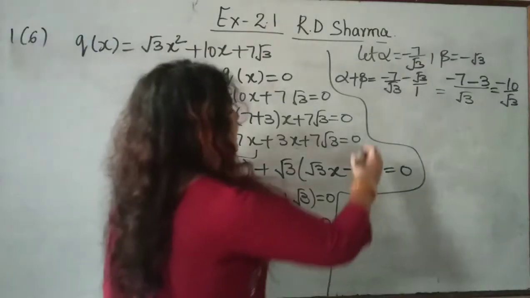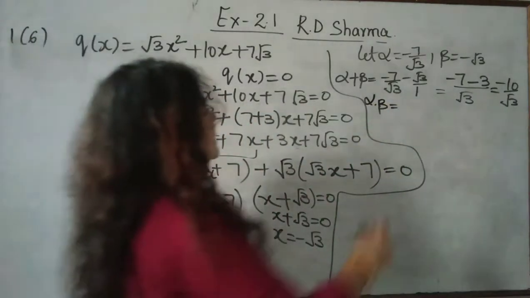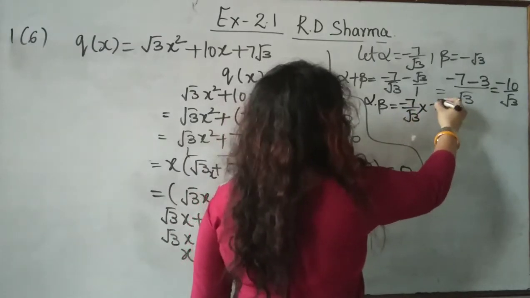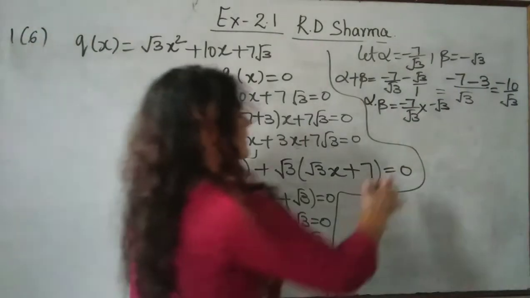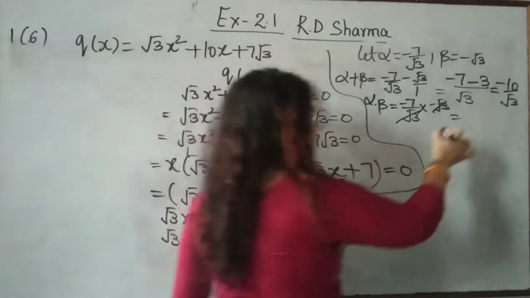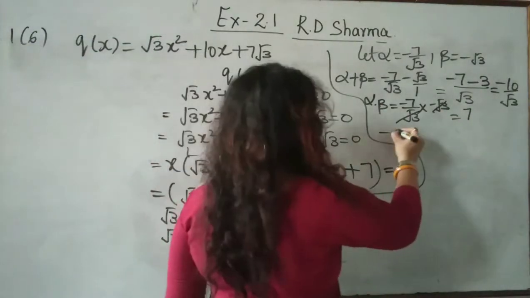Okay. अच्छा. Now calculate alpha into beta. Right? Alpha into beta. So alpha is minus 7 upon root 3 and beta is minus root 3. So root 3 cancelled out. So now we are left with minus 7 into minus 1. It means 7. Okay.